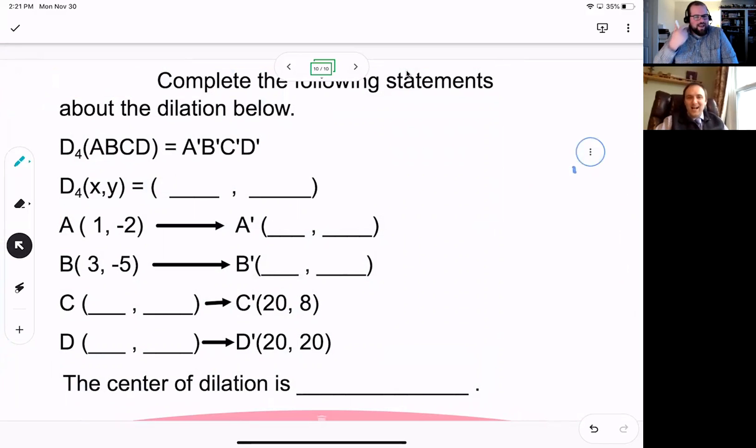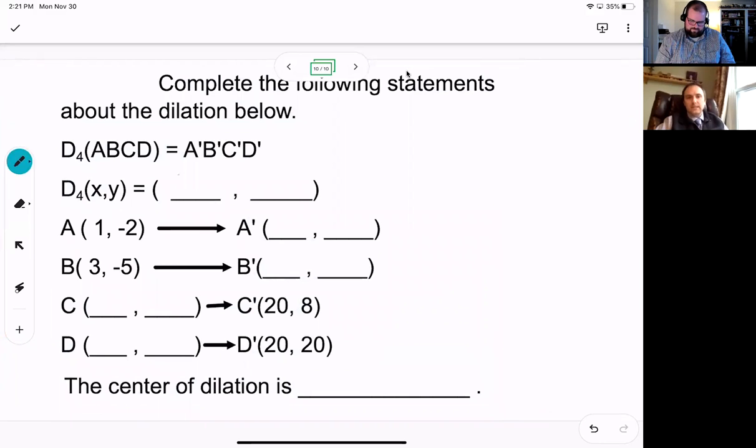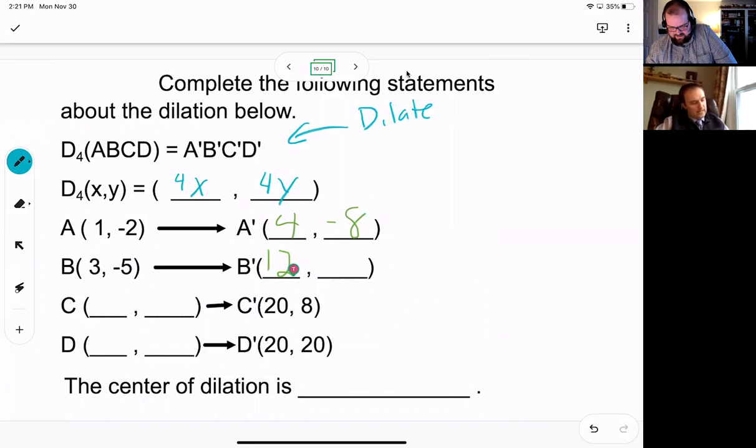Okay, so complete the statements about the dilation below. I don't know what the first one asked me to do, so I'm going to go to the second one. We're going to multiply the x by 4. So a is going to go to 4, -8. And then 3 times 4 is 12, and then 5 times 4 is 20.